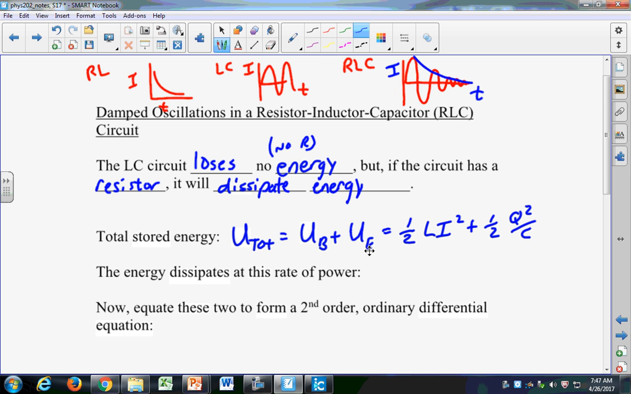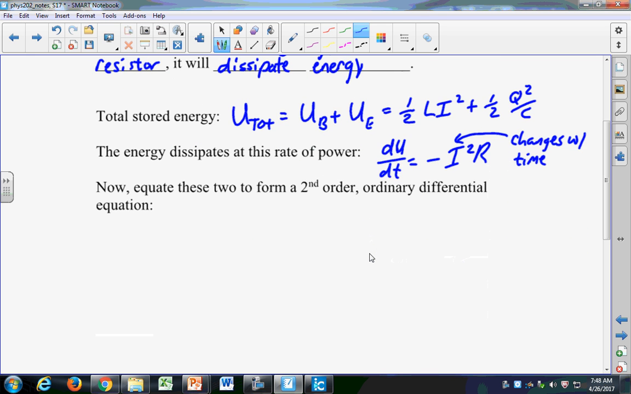This decreases at the rate of power. Our dU/dt is going to be equal to negative I squared R. And remember, I changes with time. And so if I have this current, which is actually going to change with time, I can create this second order differential equation, an ordinary differential equation. That just means it doesn't have partial derivatives, it just has regular derivatives in it.